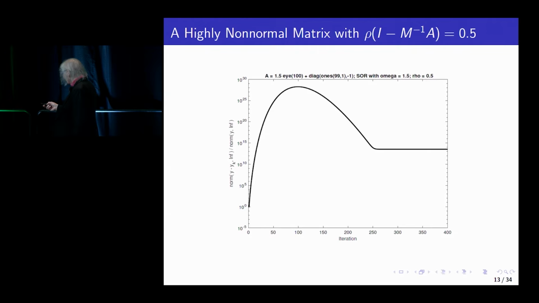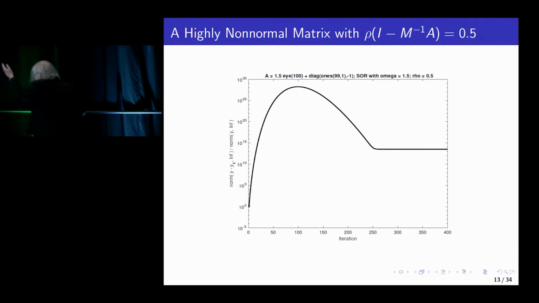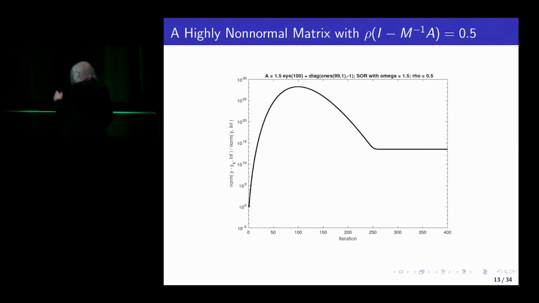But because the spectral radius of the iteration matrix is 0.5, asymptotically, as we continue to iterate, the error would go down by a factor of 2 at every step, and eventually it would converge to the true solution.